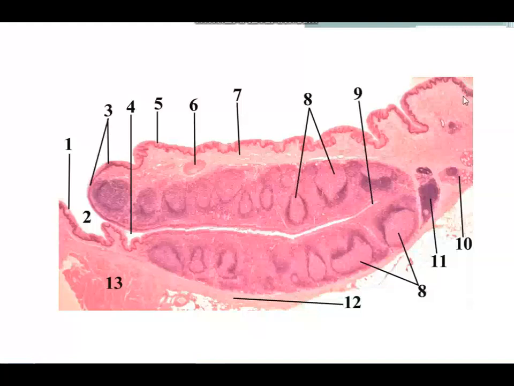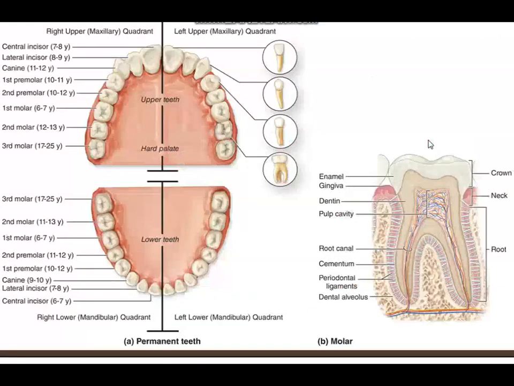Let's now go to the structure of the tooth. We know that humans have two sets of teeth: the 20 deciduous teeth, which are replaced by 32 permanent teeth, composed of the 20 succedaneous teeth and 12 molars.